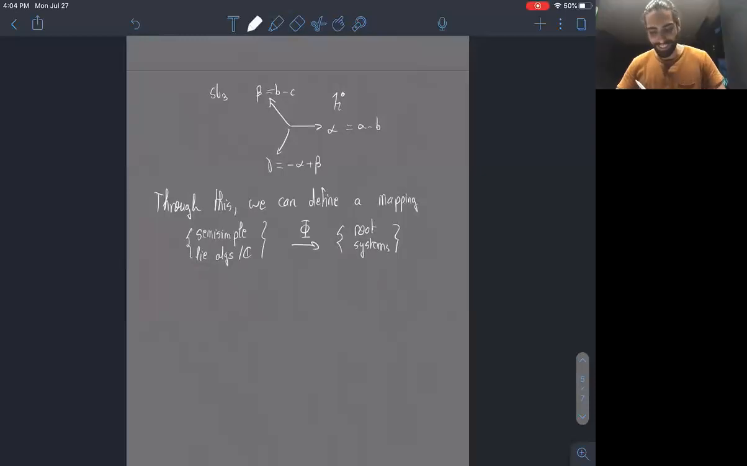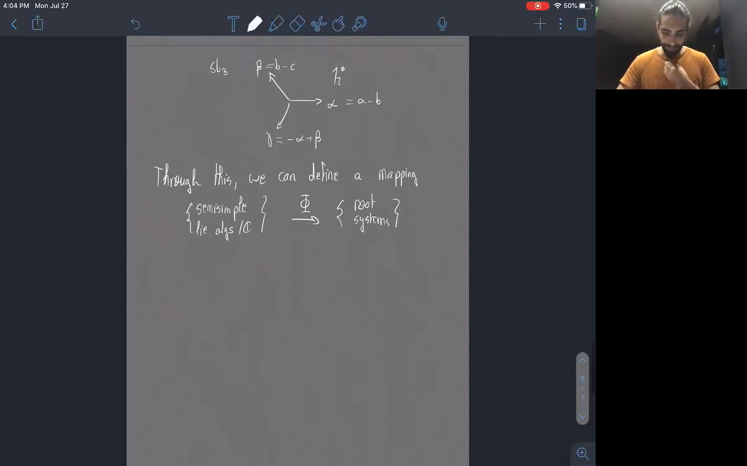Again, like the torus is just a bunch of copies of C star in our case, and most of the treatment we'll be doing is manipulating those entries. And so this allows us to map from semi-simple Lie algebras to combinatorial structures by sending a pair G, H to its associated root system, so delta, H star.